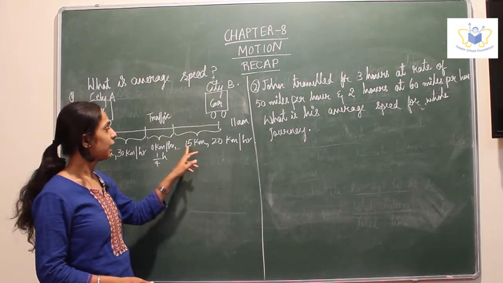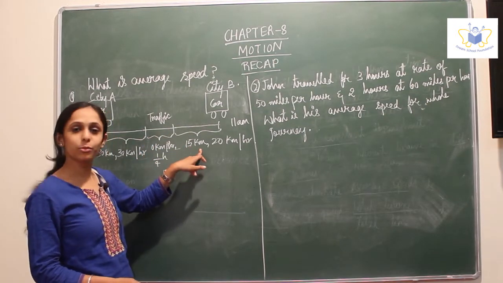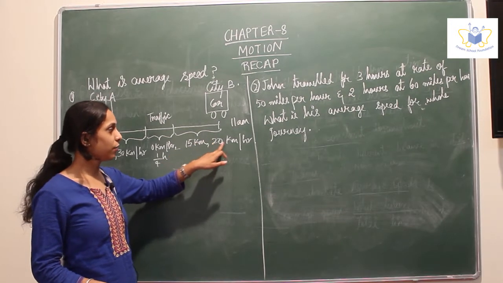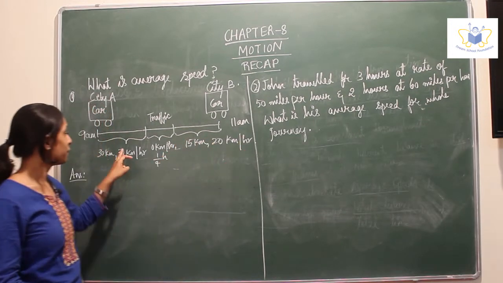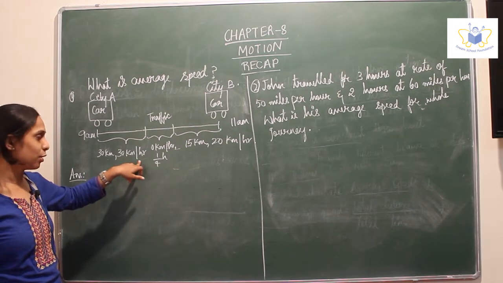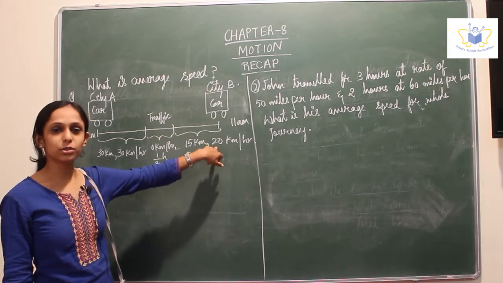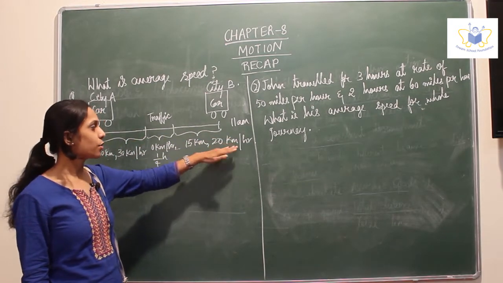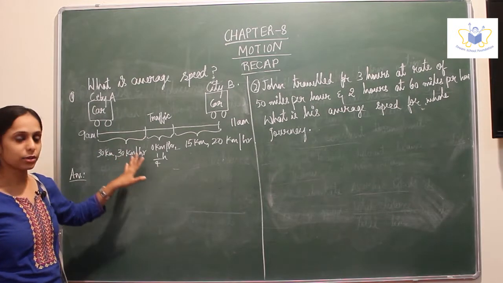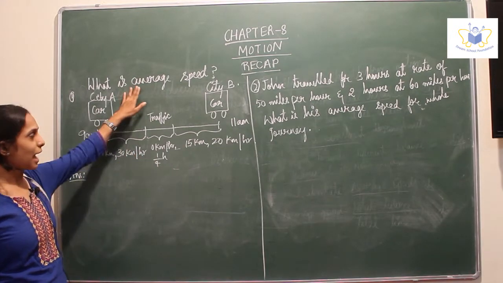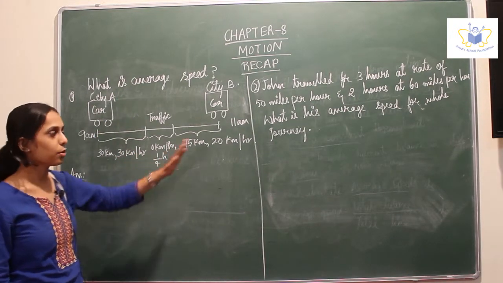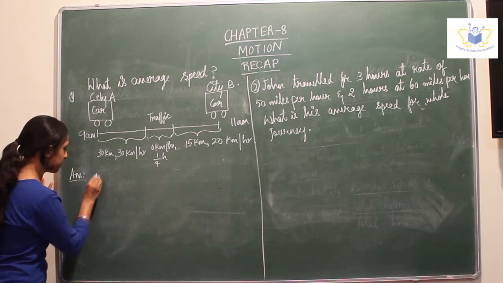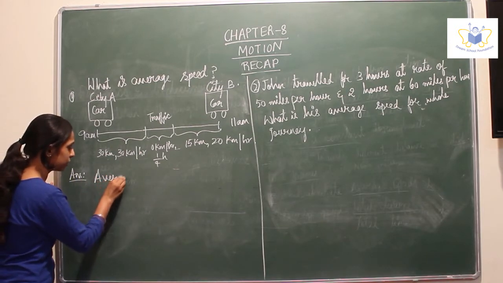Now after traffic, it traveled 15 more kilometers at a speed of 20 kilometers per hour. So first it was moving at 30 kilometers per hour, now it is reduced to 20 kilometers per hour. So we got to know this is a non-uniform motion. So we know the average speed formula for non-uniform motion. What is the average speed formula for non-uniform motion?